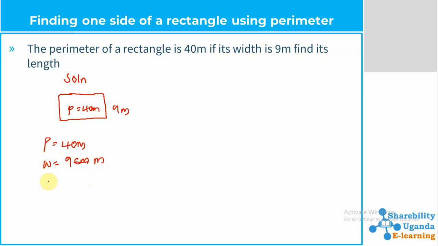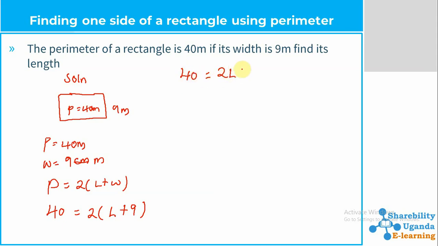So now here we can set, if we have our perimeter being equal to 2 into bracket our length plus the width. Okay, so now we can have our 40, because this is a rectangle. Our 40 should be equal to 2 into bracket our length, and then plus 9 as width. So now here we can get our 40 is going to be equal to 2 length, because they want us to find the length. And then plus, what is 2 times 9? 2 times 9, which is going to be 18.